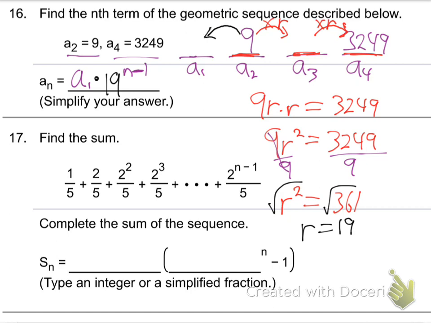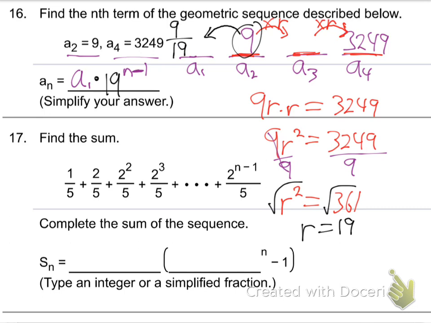You divide. Elise's plan is good. How do I go backwards? Divide by the R, so 19. Remember, going forward you multiply by the R, going backward you divide by the R. So we take 9 and divide by the R of 19. It must be 9 over 19.